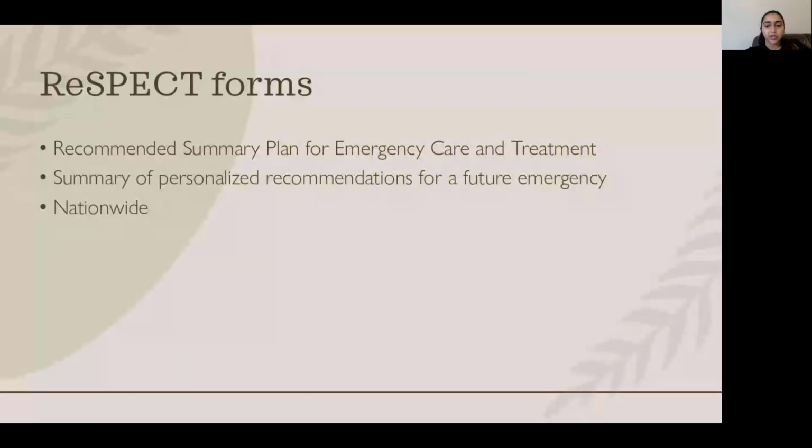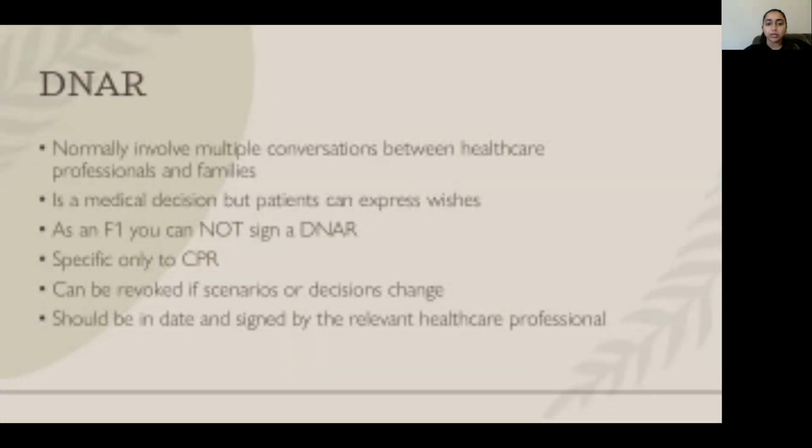Okay, so ReSPECT forms are a recommended summary plan for emergency care and treatment. They're something you get taught about on ALS. That's the purple form. They're a nationwide form, so regardless of which trust you work in, you can always use a ReSPECT form. It's for future emergencies, similar to a TEP, but TEPs can be changed by each trust, whereas ReSPECT forms are nationwide. Just a little bit on that, because we don't actually use them at our trust, so it depends where you go. Now more about a DNAR in general.